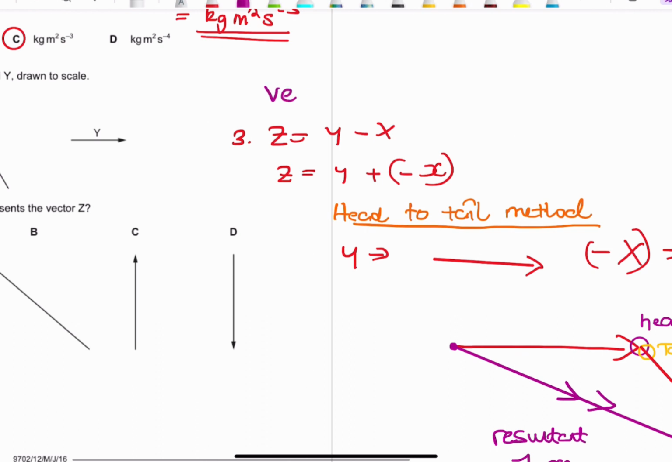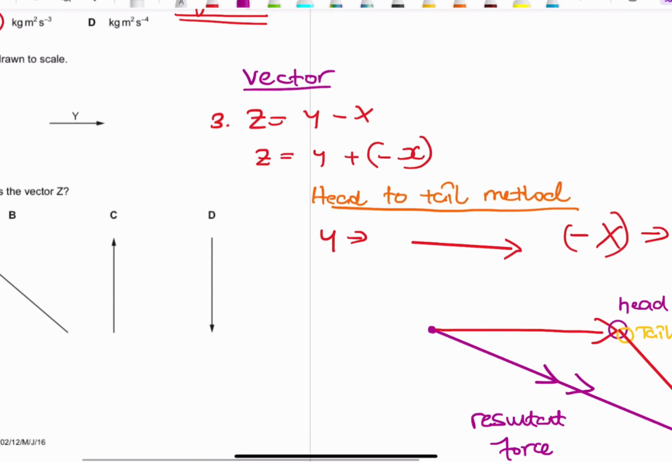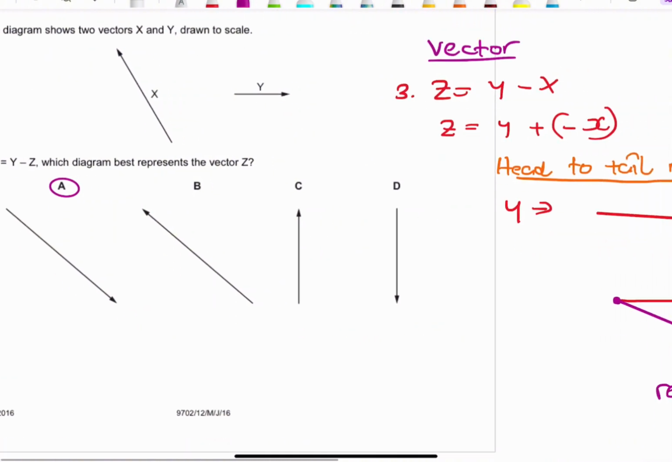So this is a vector question, and how we think about this is head to tail. First state z is equivalent to y minus this, equated, then find the resultant force. Very important. Moving on to question number 4.